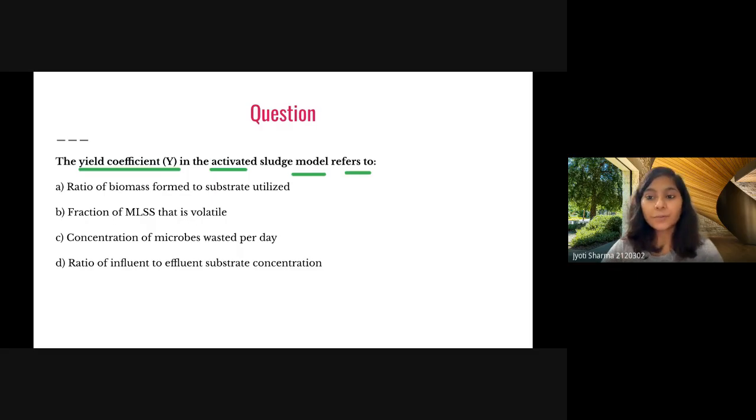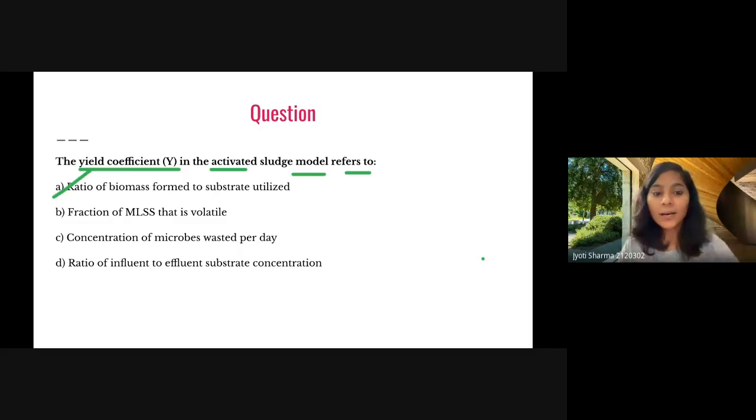Yield coefficient. What do you mean by this yield coefficient? Why is it important? Any guess about this? Not D. Okay, so let me tell you. So the answer will be A. Yes, so the answer will be A.